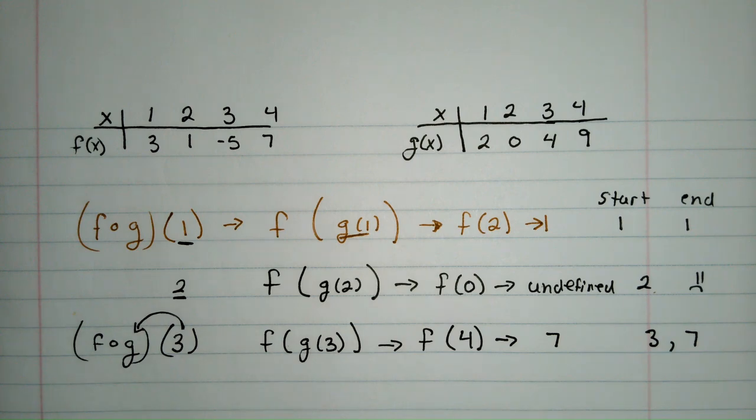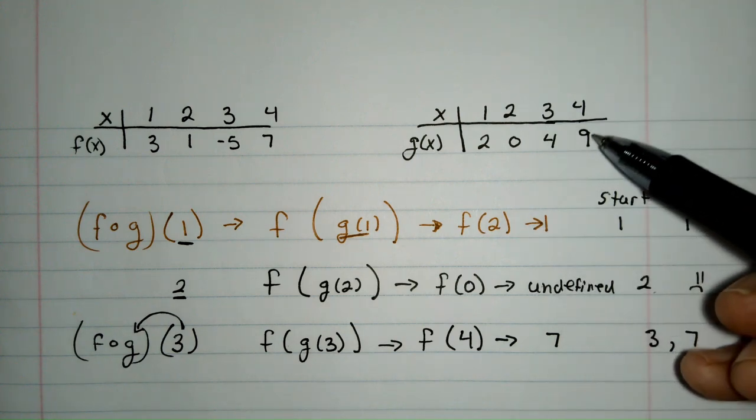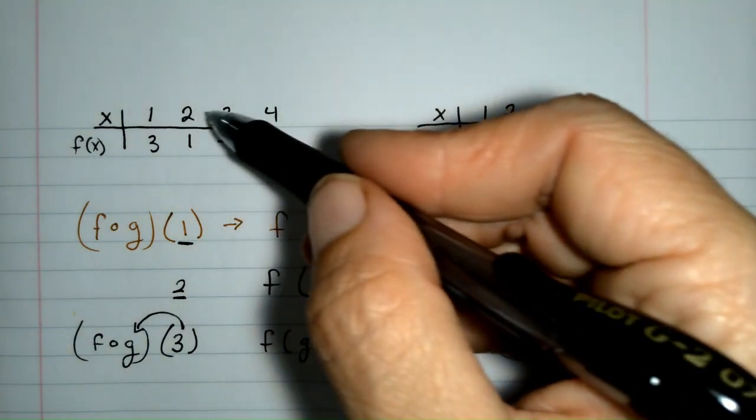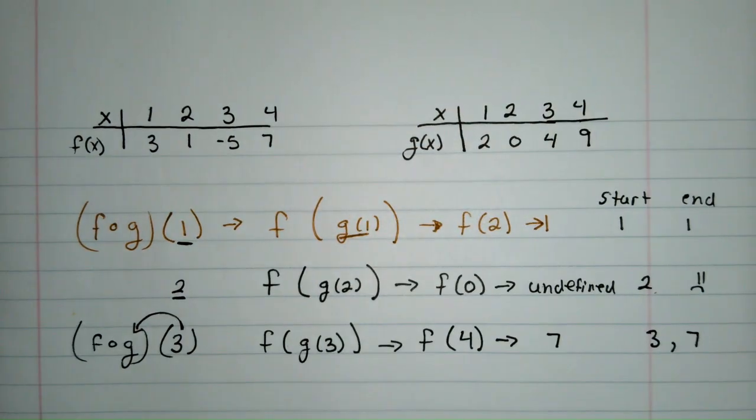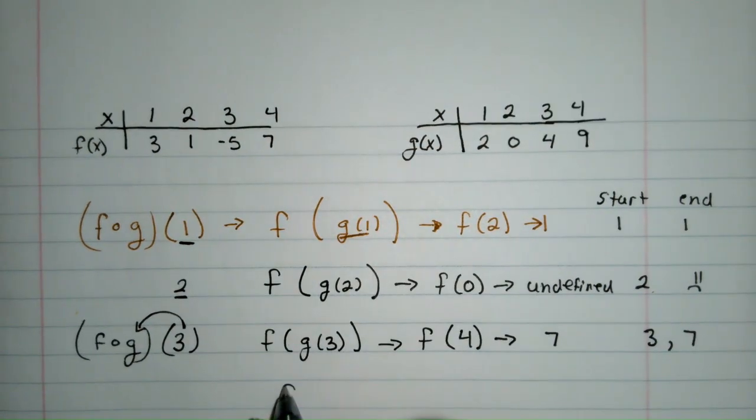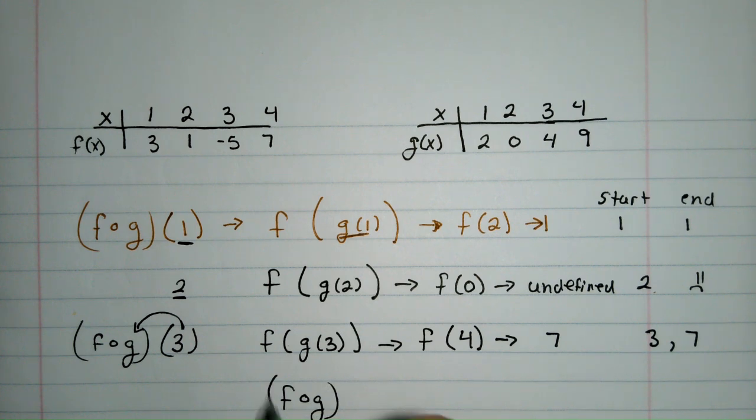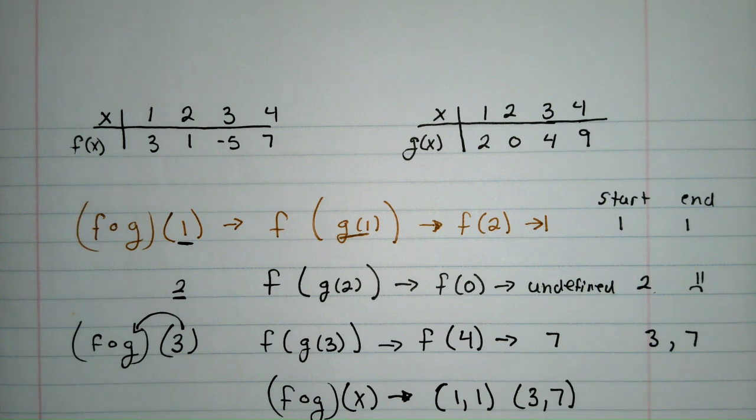Okay, can we do 4? 4 goes to 9. Does 9 have that chain reaction anywhere? No, there's no 9 here. So the only times that we could do f of g with an x value was for when x was 1, we got out 1, and when x was 3, we got out 7.